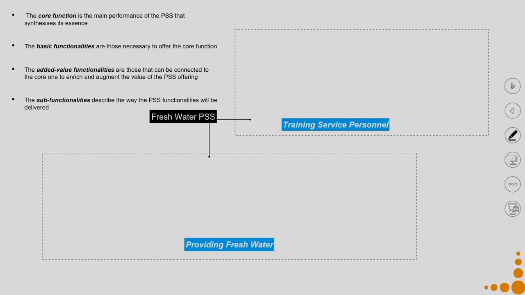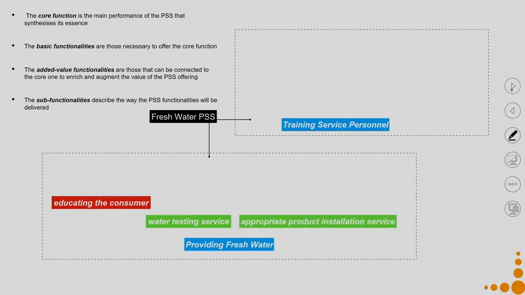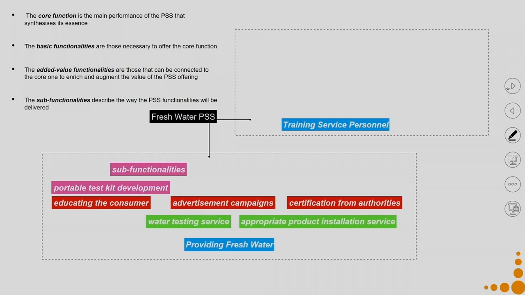This might be one of those offering diagrams which you made during exploring opportunities, or one of those diagrams with modifications, because now your system has developed more and more. In your offering diagram, the core functions will be the main functionalities of the PSS. The basic functionalities are those functions that offer the core functions. Then the added value functions are those that can be connected to the core one to enrich and augment the value of the PSS. Then come your sub functionalities. They describe the way in which the PSS functionalities will be delivered.